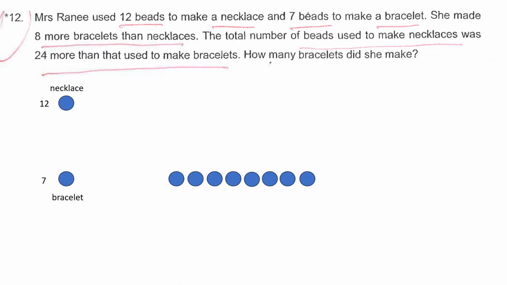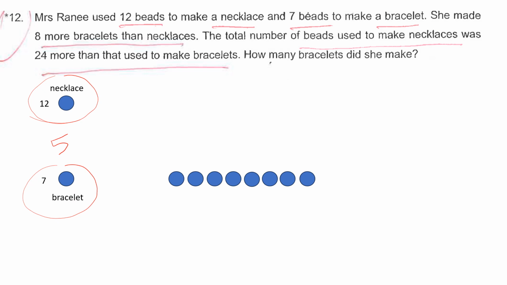Okay, for the second question here, question 12, Mrs. Rani used 12 beads to make a necklace and 7 beads to make a bracelet. So over here, I stated here, one necklace took 12 beads to form this necklace and 7 beads to form this bracelet. So you can actually use grouping with excess. If I ask you to compare one necklace with one bracelet, how many is the difference? The difference between necklace and bracelet will be 5 beads. That means she will need 5 more beads to make a necklace compared to a bracelet.